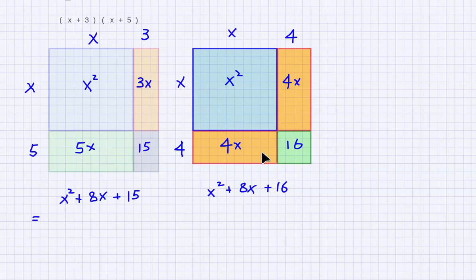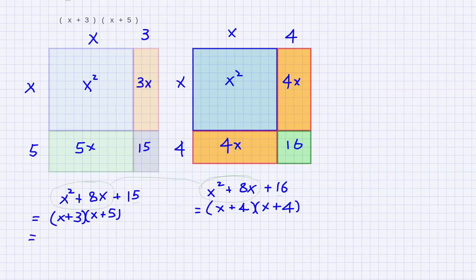Because it's a square, it actually contains one more little square in the area. So let's have a look at this a little bit closer. This one here is x plus 3 times x plus 5. And this one over here is x plus 4 times x plus 4. And we see that there's this common part. X squared plus 8x is the same in both. So that's good. It's very close.